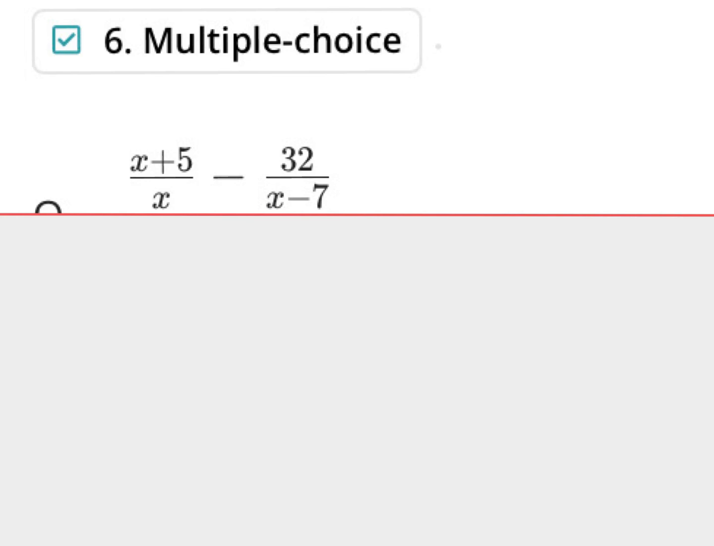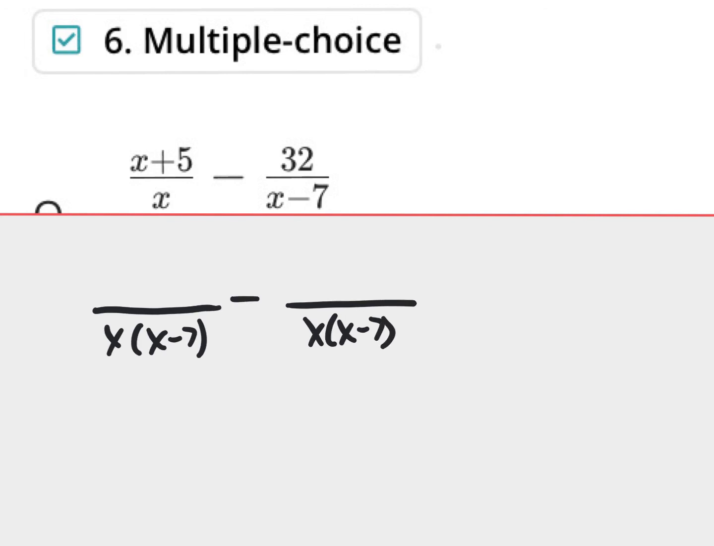So the common denominator of the first fraction and the second fraction will be the x times x minus 7. X times x minus 7. Okay. Now the question is, what do I do to this first denominator to get this new LCD? Well, I multiply both top and bottom by x minus 7.